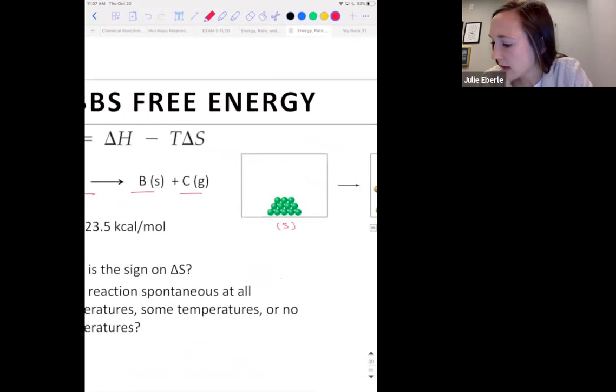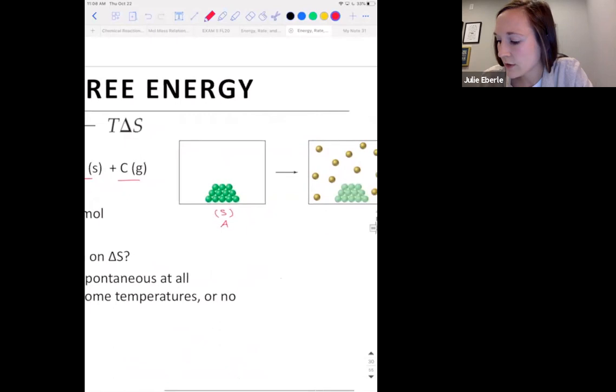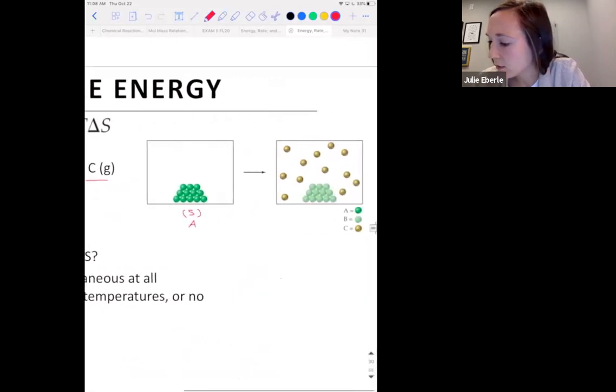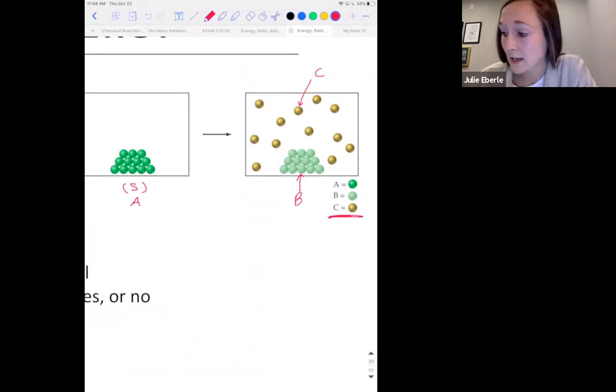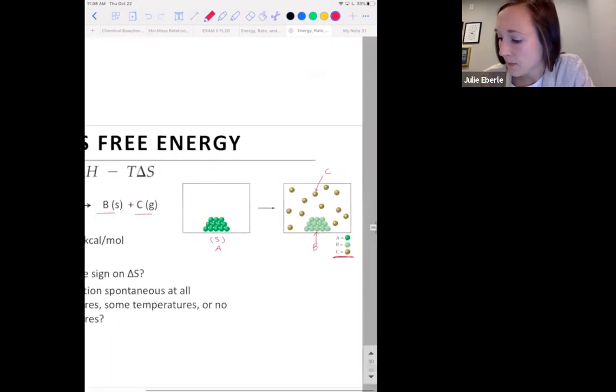So here's an example. This is a solid, this is A, and here's what it looks like. It's just giving you a picture of those green spheres, and it's breaking down into two different things. Here's our key over here. A is the green spheres, B are the faded green spheres, and these are C. And C is a gas. We know it looks like a gas because those spheres are expanding to the size of the box. That's what a gas does, takes up the space and volume of the entire container. But B is still a solid, and it's organized down there in the bottom.